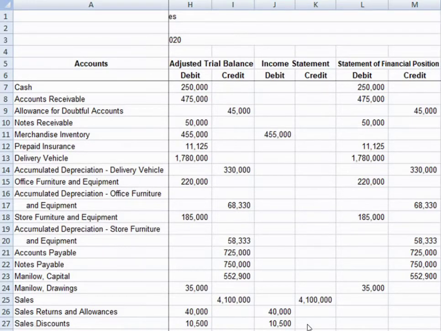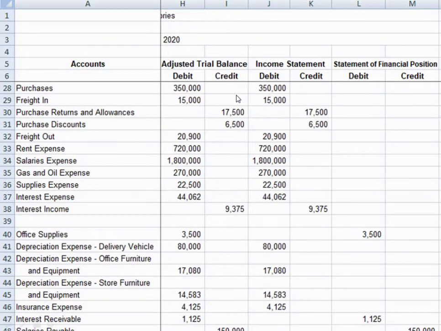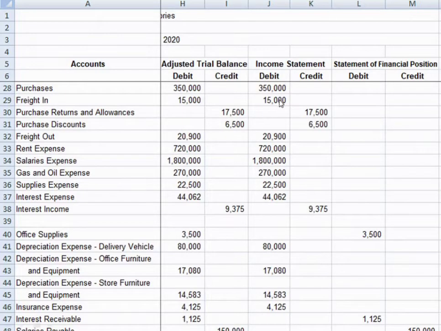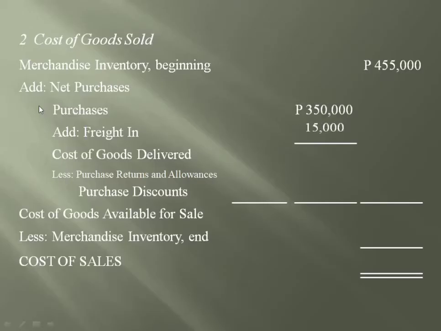Next, purchases of 350,000. Forward to note number 2. $15,000 freight in. 350,000 plus 15,000 equals 365,000 cost of goods delivered.